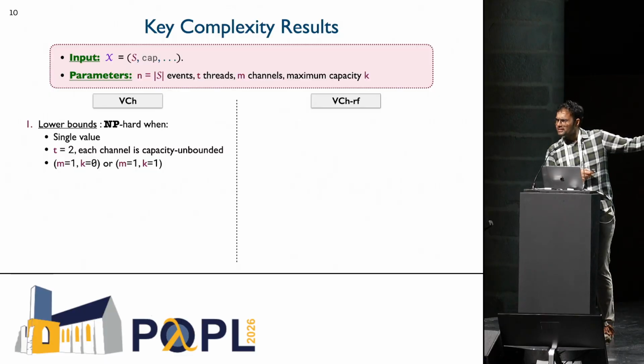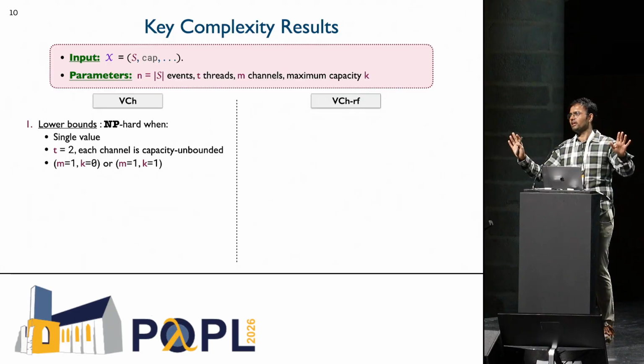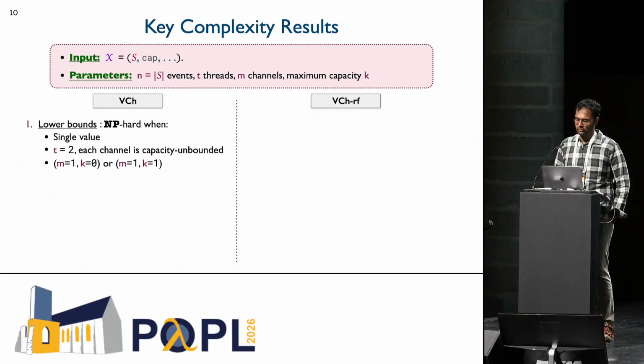Single value basically means that all channels are communicating only a single value. So even that degenerate case is also very difficult for channels.